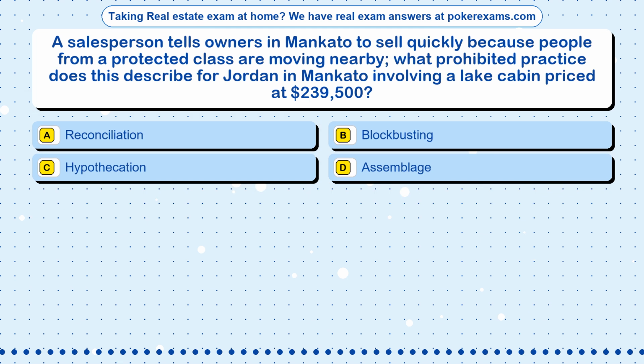Question 78. A salesperson tells owners in Mankato to sell quickly because people from a protected class are moving nearby. What prohibited practice does this describe for Jordan in Mankato involving a lake cabin priced at $239,500? Option A. Reconciliation. Option B. Blockbusting. Option C. Hypothecation. Option D. Assemblage.